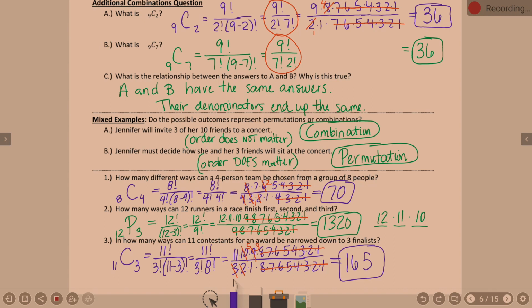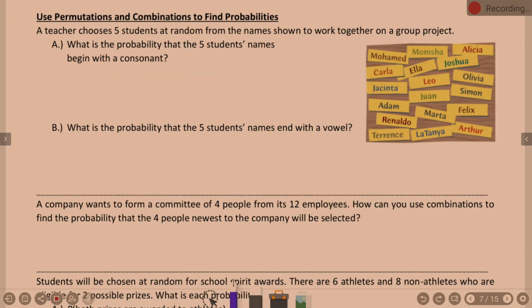Okay. On the back, we're going to start talking about using probabilities. How can we use combinations and permutations to do probabilities? So that's the direction we're going to head here. Now, as we do that, let's look at the first one. A teacher chooses 5 students at random from the names shown to work together on a group project. What is the probability that the 5 students' names begin with a consonant?